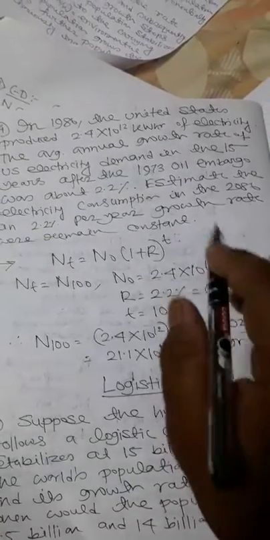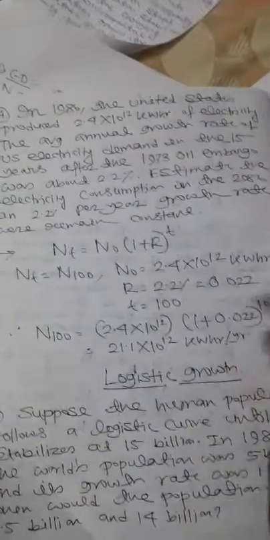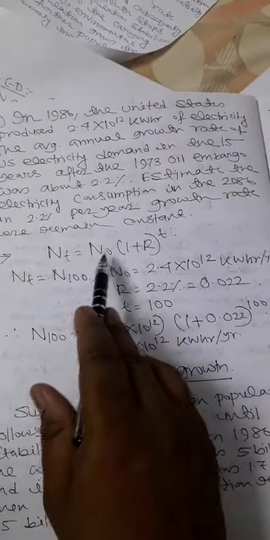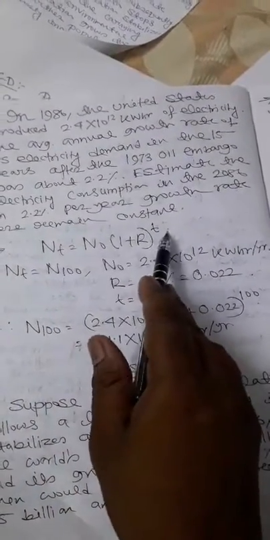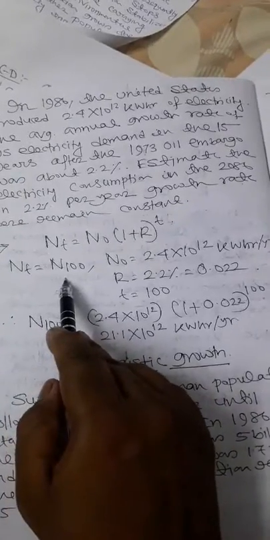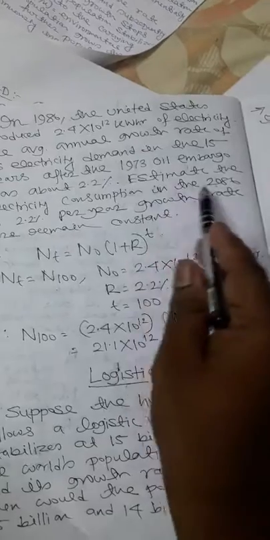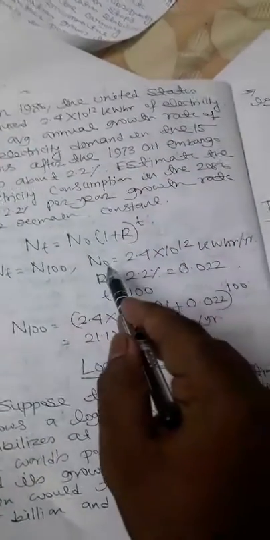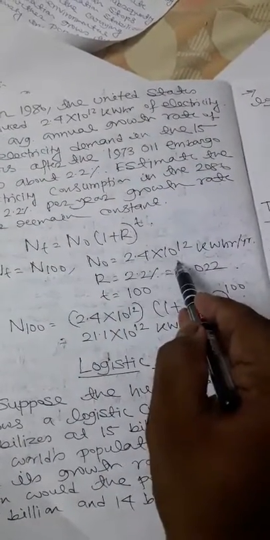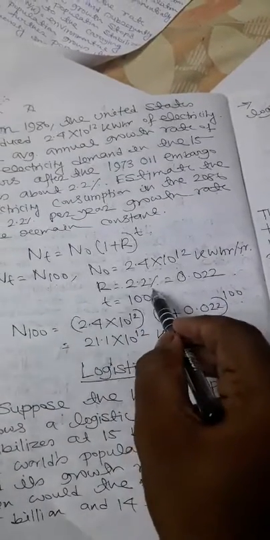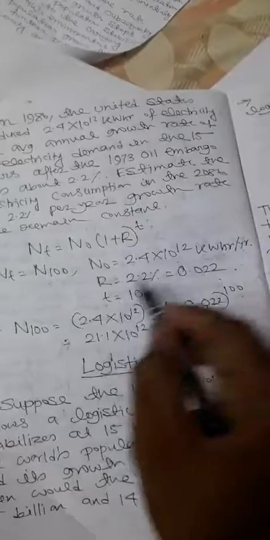That means this is also non-continuous growth. So the same formula: Nt equal to N0 times (1 plus r) to the power t. Here t is 100 years, because it is 1986 and you have to estimate 2086. So N0 value is 2.4 into 10 to the power 12 kilowatt hour per year, and r is equal to 2.2 percentage, that means 0.022, and t equal to 100.